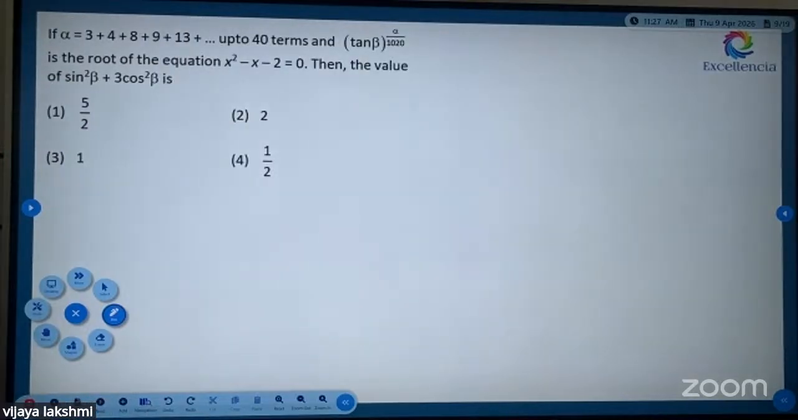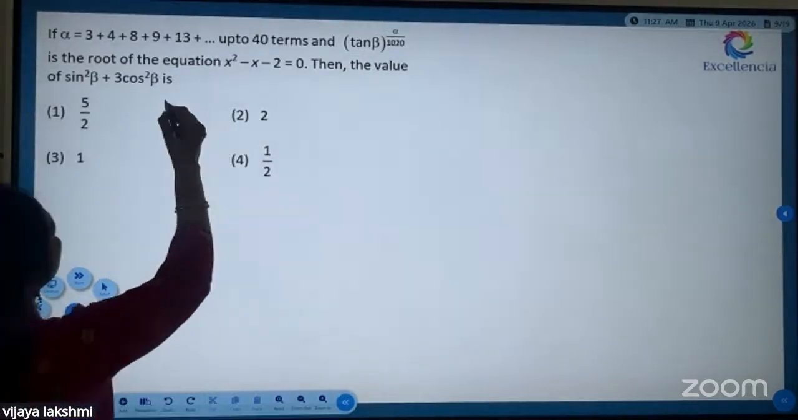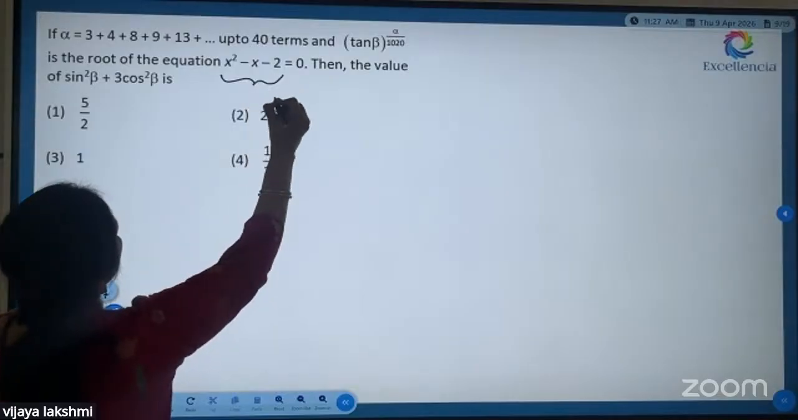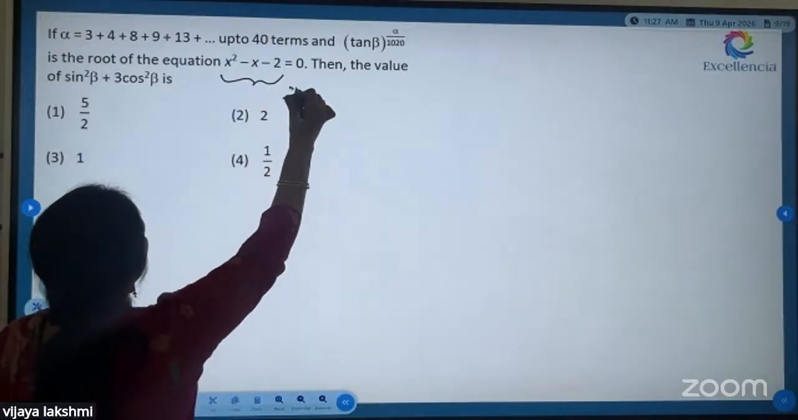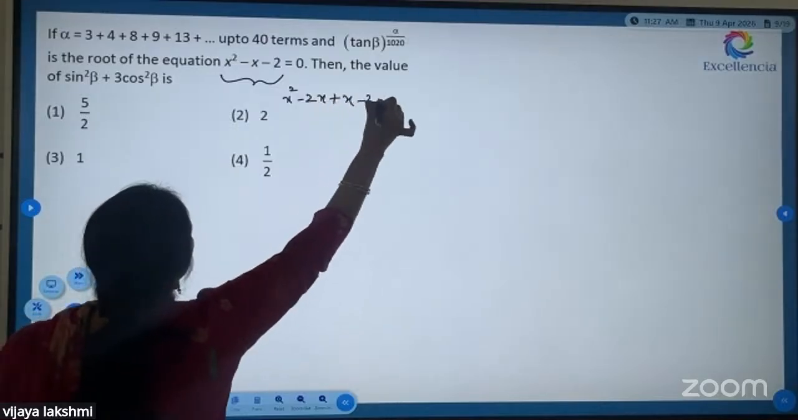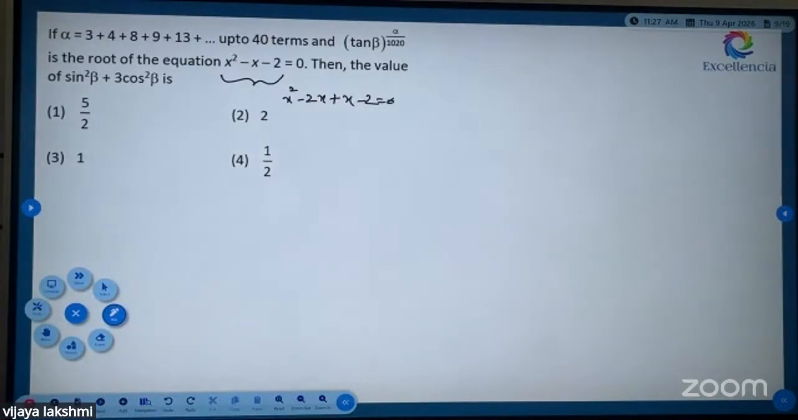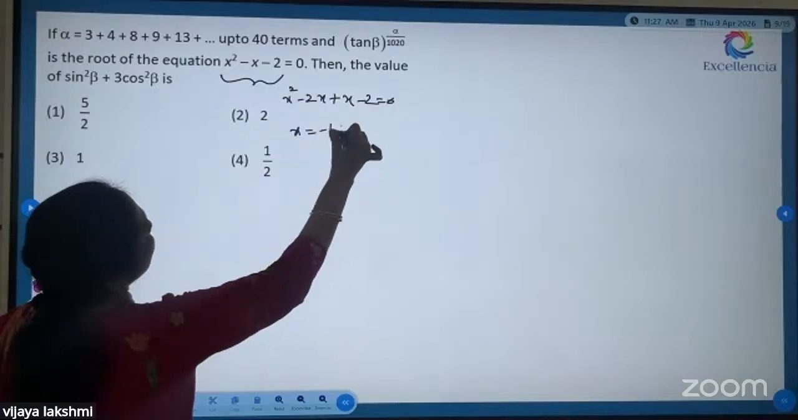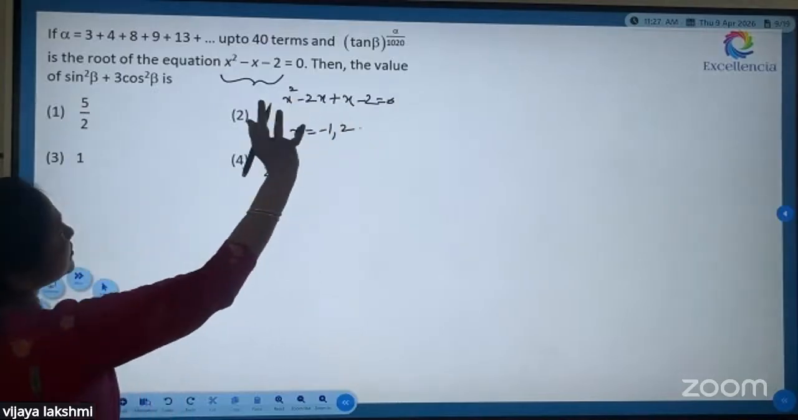Next, if you take the series, we have to observe the series along with the roots of the equation. What do we get? The first step is finding the roots: x squared minus 2x plus x minus 2 equal to 0. Everybody can find the roots easily. Then you can write x equal to minus 1 comma. Just find the roots and keep them aside.